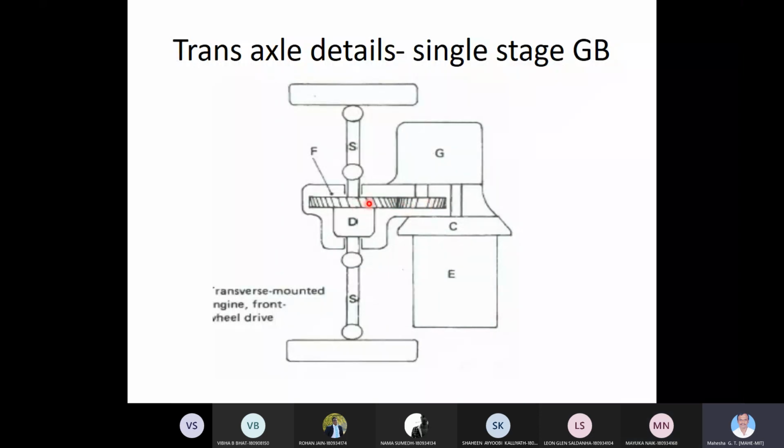This is the final drive, where there is a pinion and a ring gear. A pinion and a ring gear are provided now, because there is no need to change the direction of the drive by 90° with such a type of layout. If there is a requirement of changing the direction of the drive by 90°, then bevel gearing will be required. Here, simple gearing with no bevel gear requirement is enough, because the drive direction and the wheels' rotational direction are one and the same.